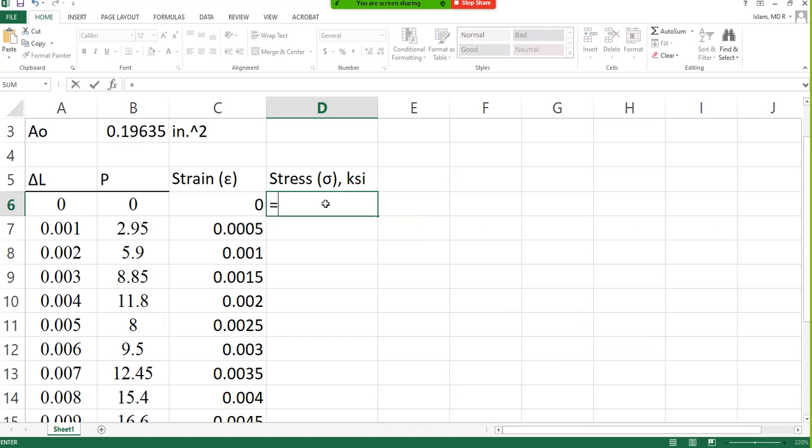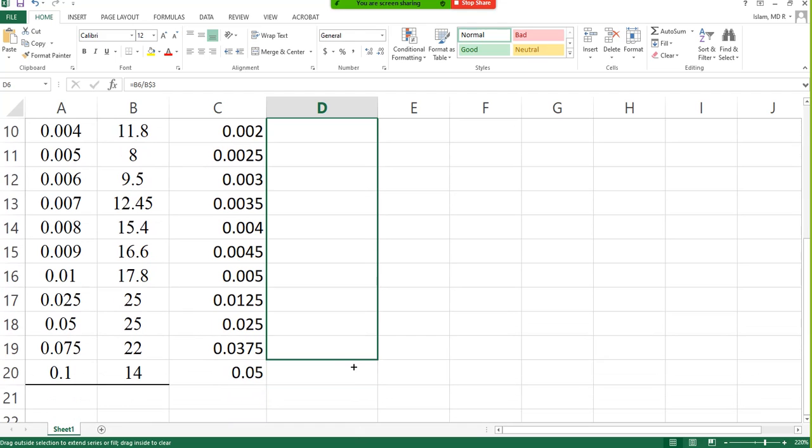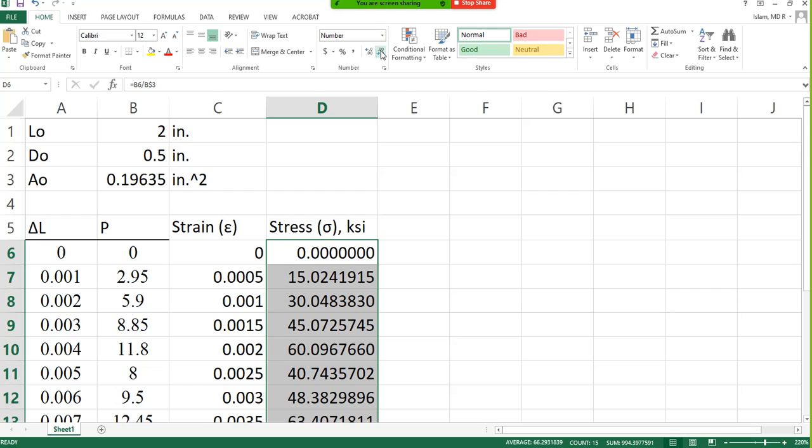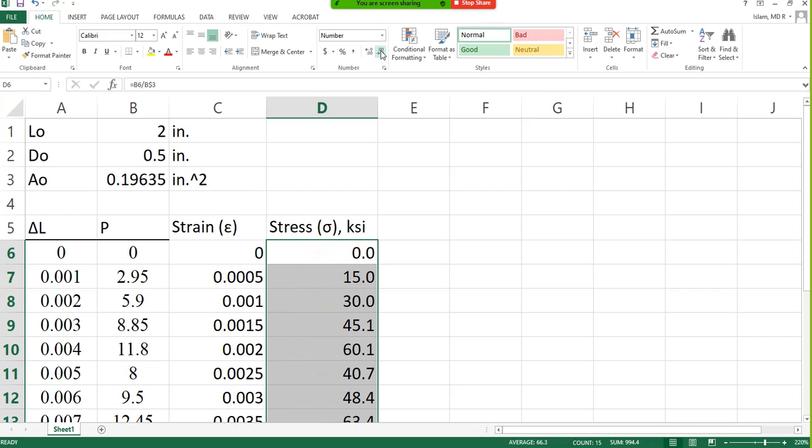Okay, now stress. Equal sign, force divided by area. But I should fix the 3. I can fix B if you move laterally. We will not move laterally, so no problem. Okay, if I pull it down, we got it. So many fractions. I do not like fractions, so if I click this symbol, it will be a very beautiful number.